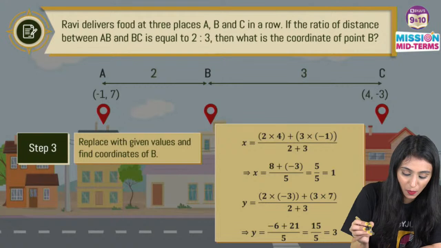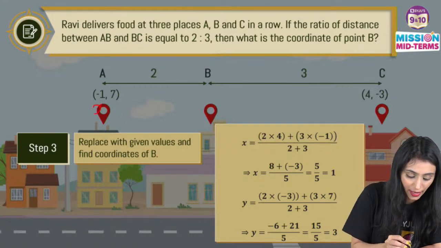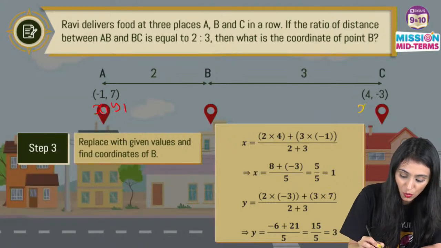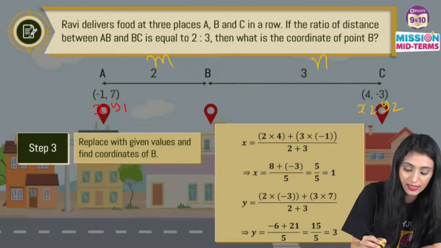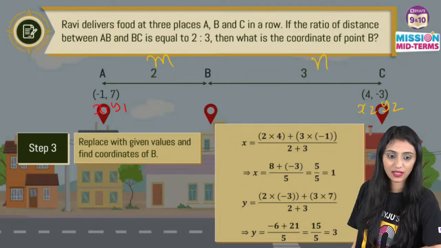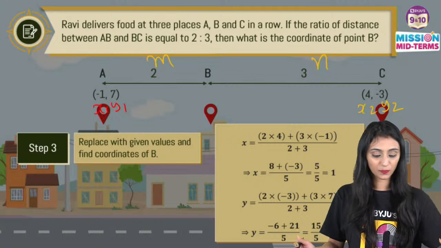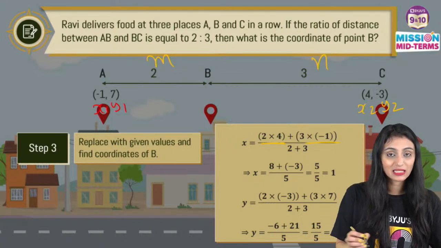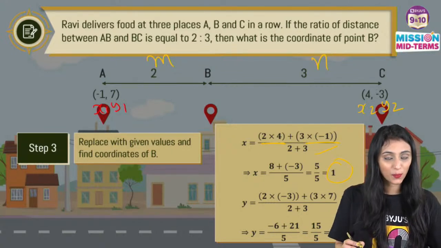Okay, let's apply this here. I'm writing here. Let's suppose this is x1, y1 and this over here is x2, y2, and this is m, this is n. You just have to substitute all these values there. So that's 2 times 4 plus 3 times minus 1 upon 2 plus 3, you get 1.